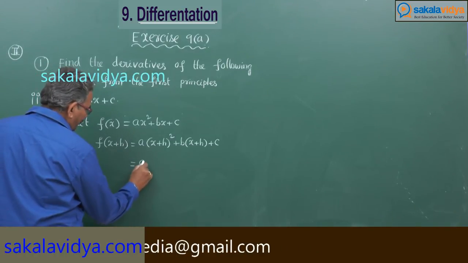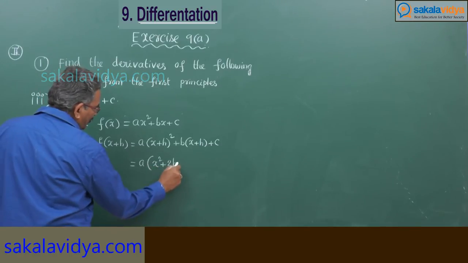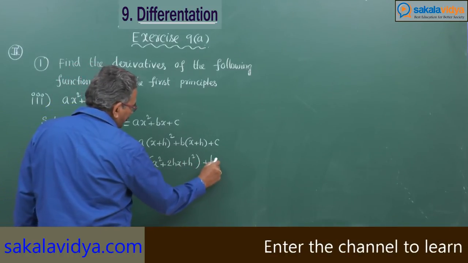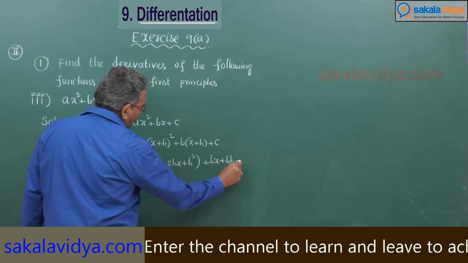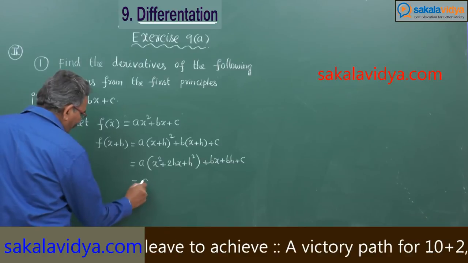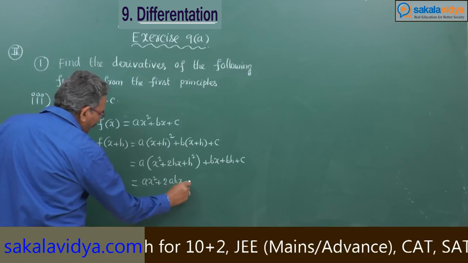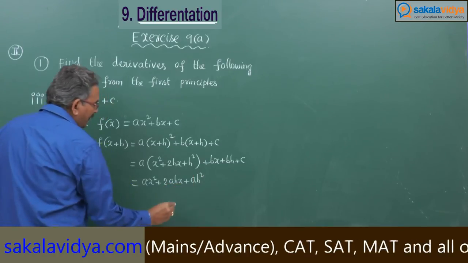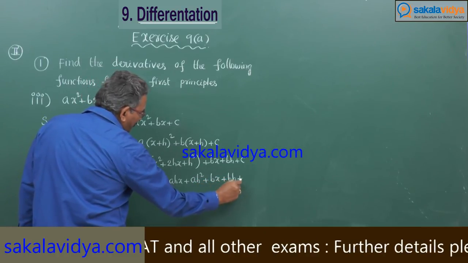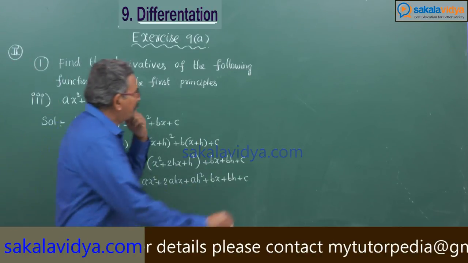This is a times (x plus h) whole square, where (x plus h) square is x square plus 2hx plus h square, plus bx plus bh plus c. Again, it can be simplified: a x square plus 2ahx plus a h square plus bx plus bh plus c. Now, we know the f of x plus h value.